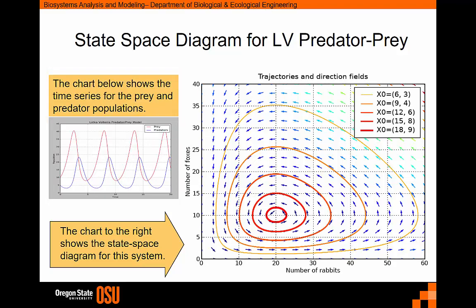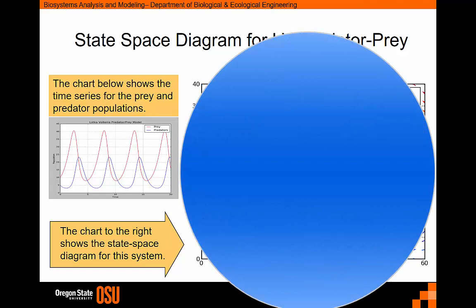Let's turn our attention to the state space plot on the right. The arrows on this diagram indicate the direction the system will move if it is at a particular location in state space. The orange traces are the system trajectories for various initial population sizes. This view highlights some interesting aspects of this model.